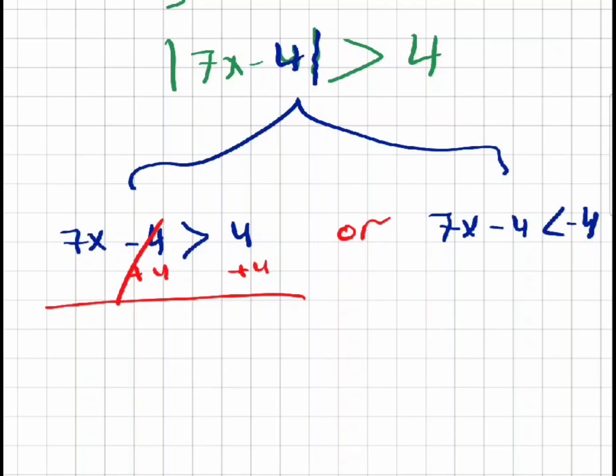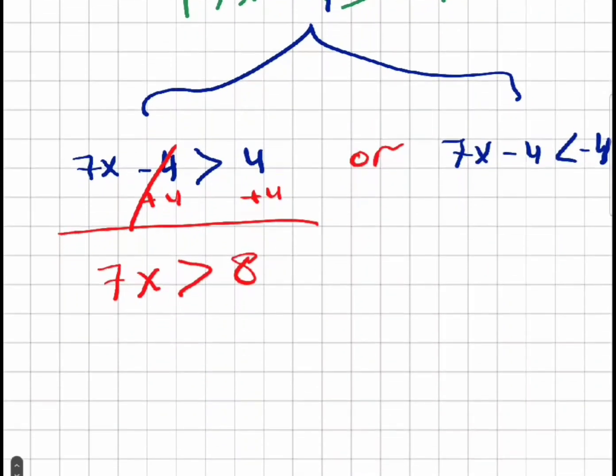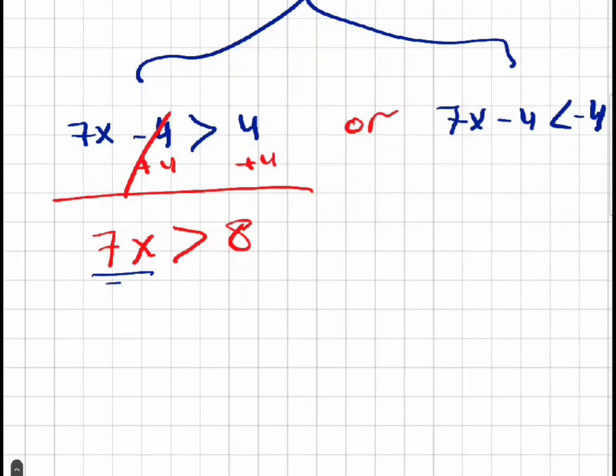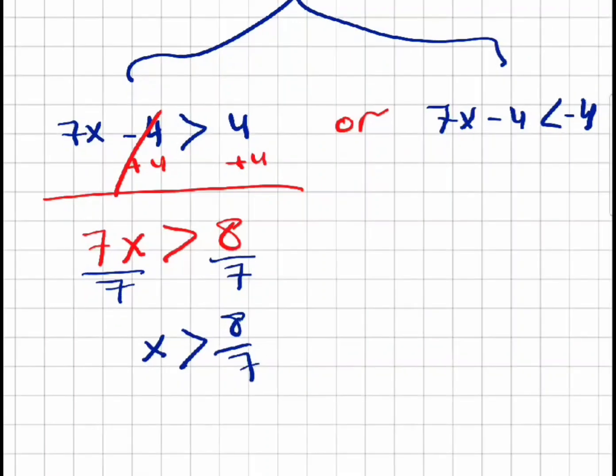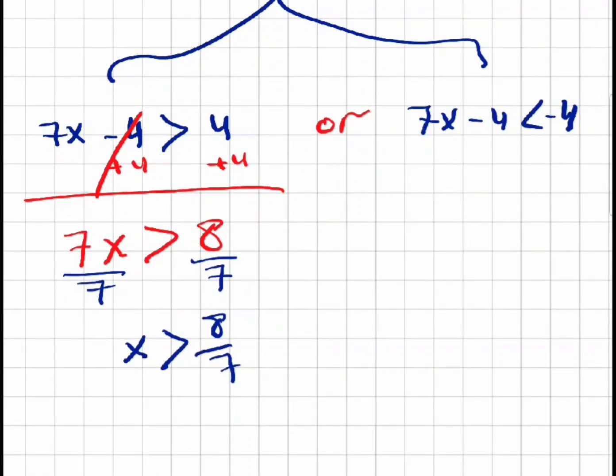Now let's go ahead and solve each inequality. So let's begin by adding 4 to both sides. And so we're going to have 7x is greater than 8, and then we could divide both sides by 7. So our first answer is x is greater than 8/7. For the next one, we're going to add 4. And so we have 7x is less than 0. And then we could divide by 7. 0 divided by 7 is 0. So the other answer is x is less than 0.